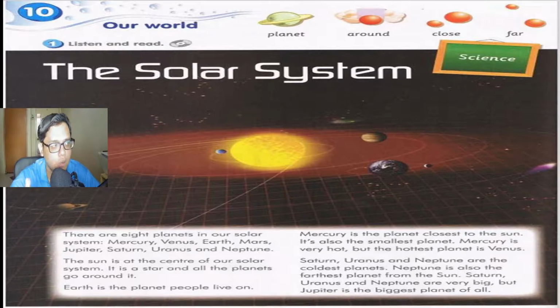Open this page, the one that I showed you just now. We are going to read about this one. For today, we're going to read about the solar system. We will read all about it, and then I will explain to you. What is the solar system? What planets do we have in the solar system?